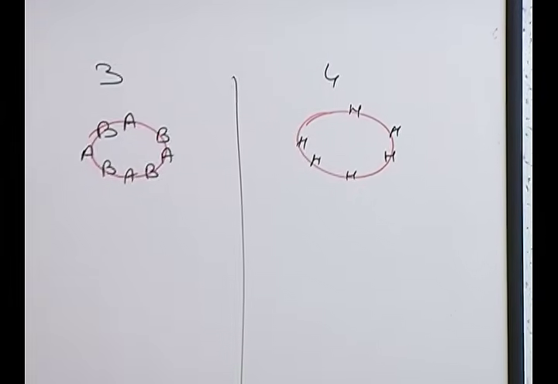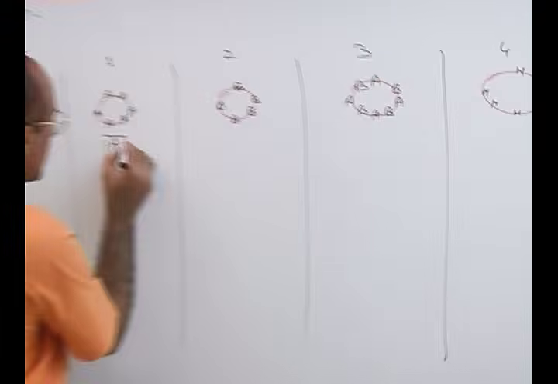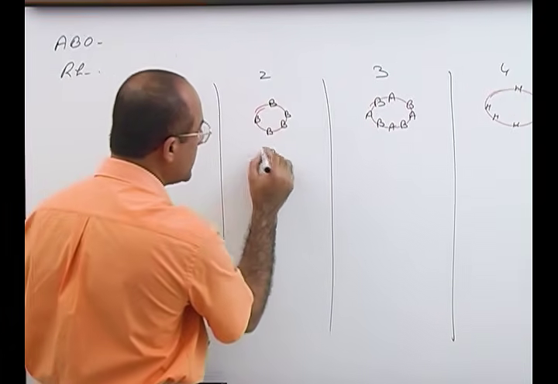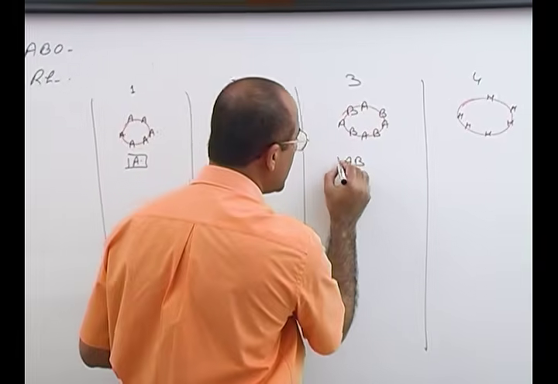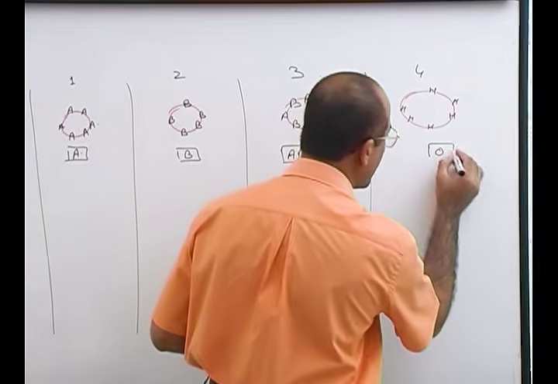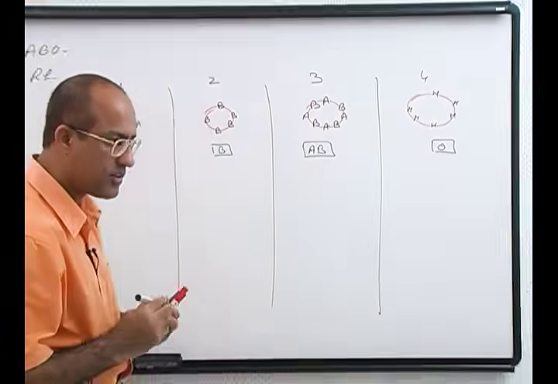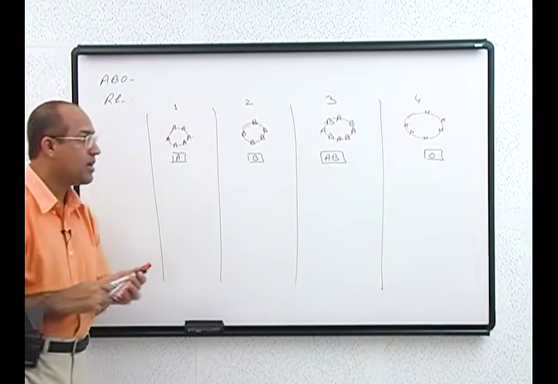So in a way, this is blood group A, right? This is blood group B, this is blood group AB, and this patient has O. O is no A, no B. Is that right? Now there is another thing.